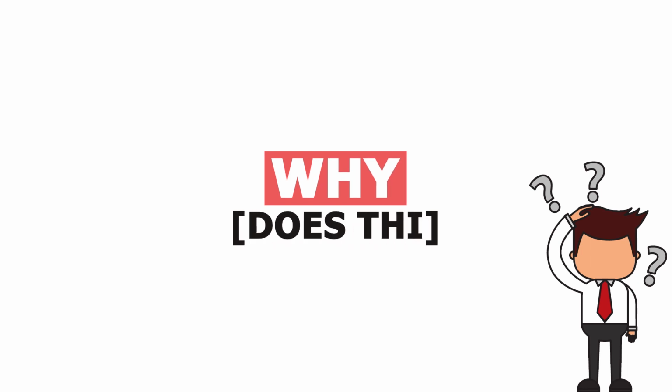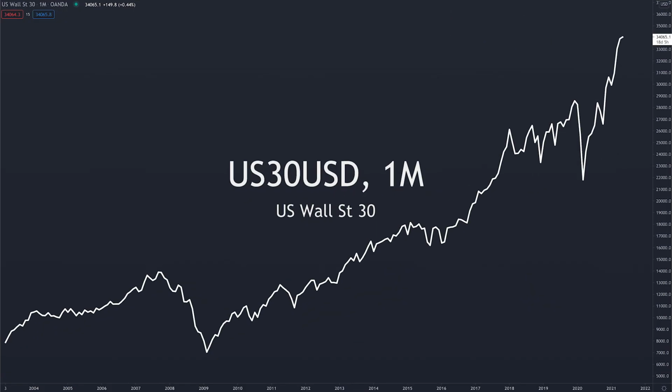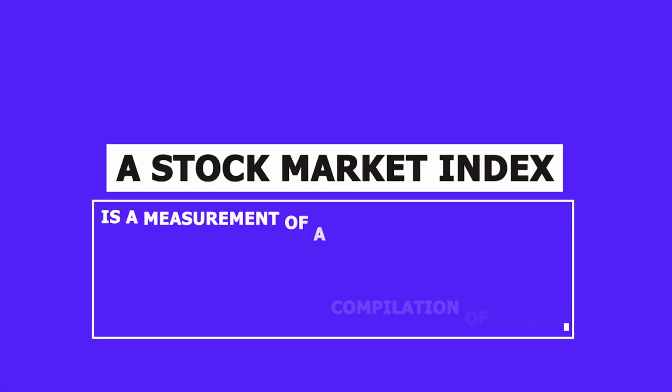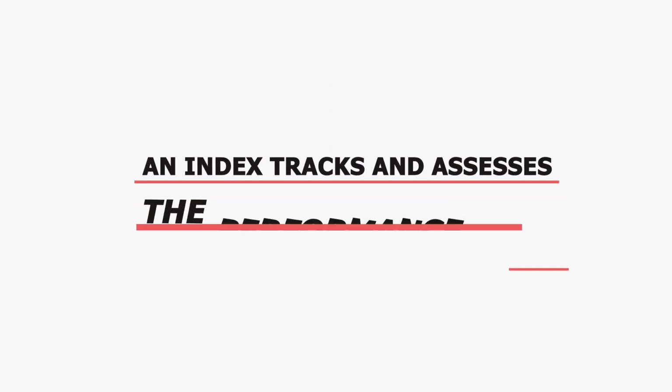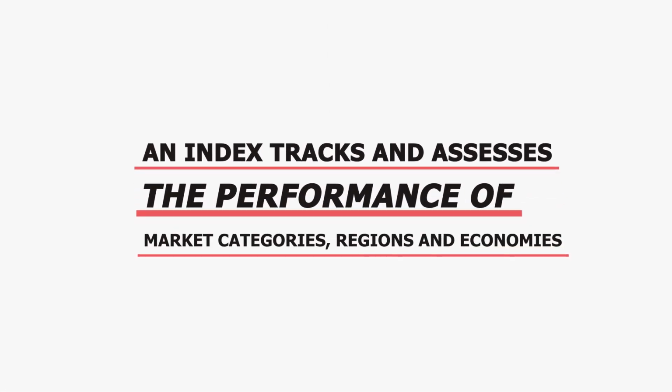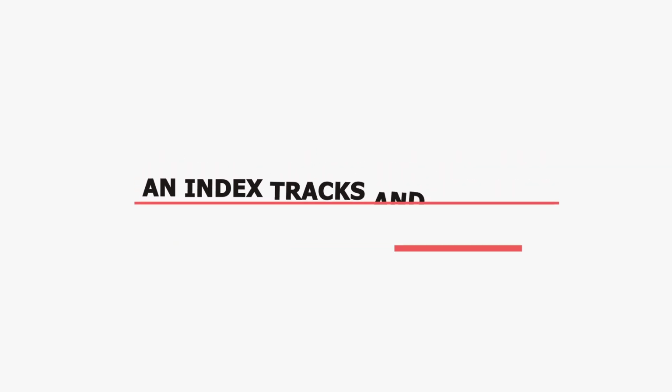So why has this got anything to do with US30? Well, US30 is predominantly a trending asset, but let's not get ahead of ourselves. Let's rewind a little bit and take a look at what the indices market actually is as a whole. A stock market index is simply a measurement of a compilation of shares. An index tracks and assesses the performance of a specific market category, region, or a country's economy as a whole.